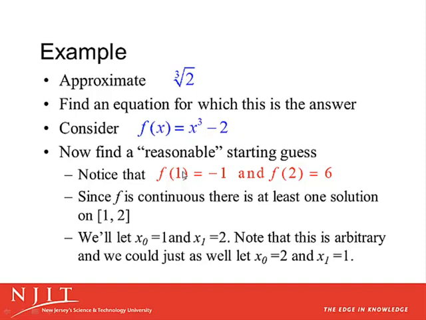So we take a look. F of 1 is negative 1. F of 2 is 6. Since f is continuous, there's at least one solution on 1, 2. We'll let x0 equal 1 and x1 equal 2. But that's really arbitrary. We could just as well let x0 equal 2 and x1 equal 1. So it really doesn't matter which point we call x1, which one we call x0.